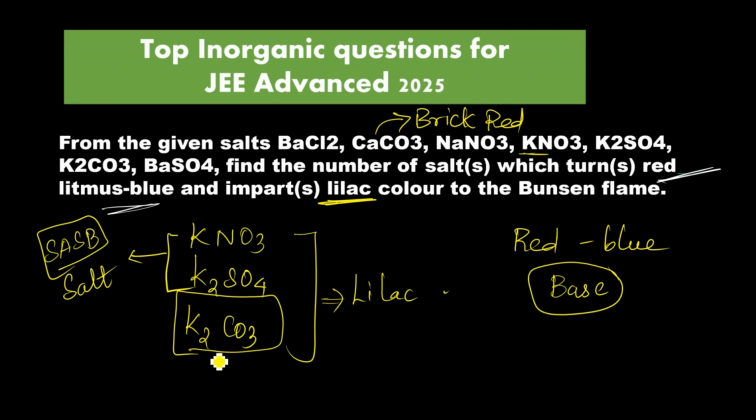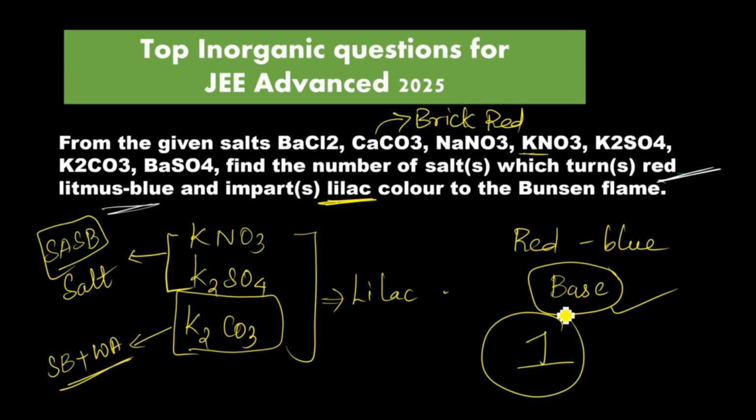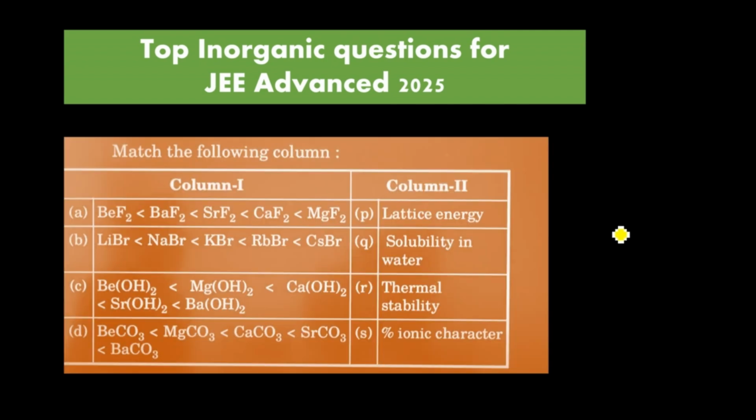On this side, potassium carbonate, you can take, that is made up of strong base with weak acid, which can give you the change of red litmus to blue. So the answer to this question is 1. Okay, then moving on to the next question.